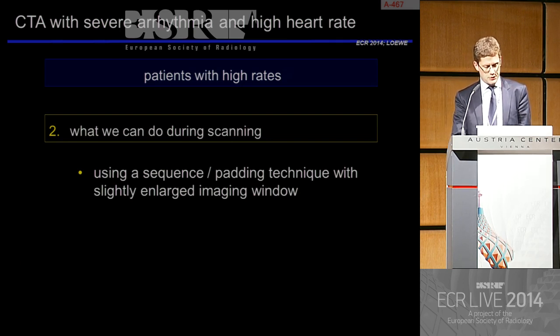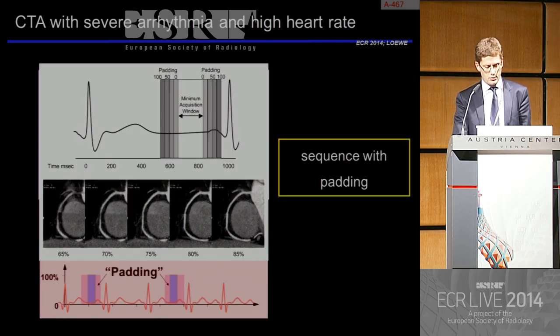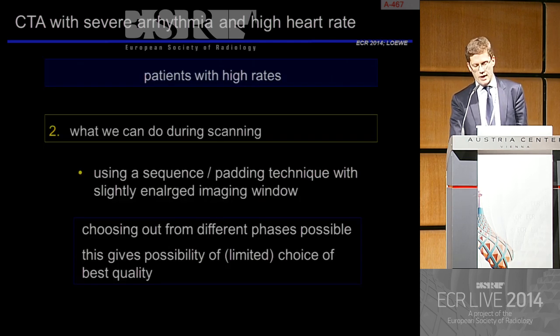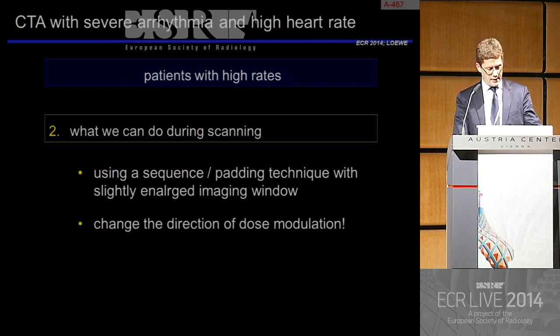One very good option is to use the sequence padding technique with a slightly enlarged imaging window. Of course, if we enlarge the window, we will increase the radiation dose, but we can adapt that very accurately, and we become safer against pulsation artifacts, since we have some kind of limited choice of best quality, since we get information from about 50% of the cardiac cycle. We can even change the direction of the dose modulation.